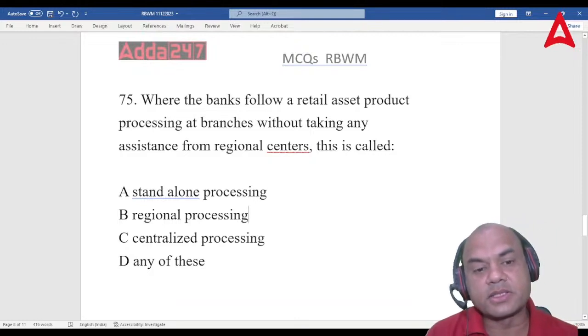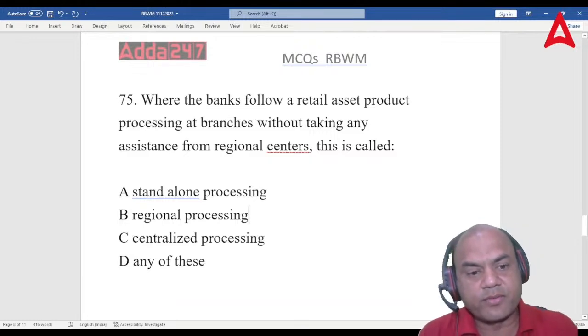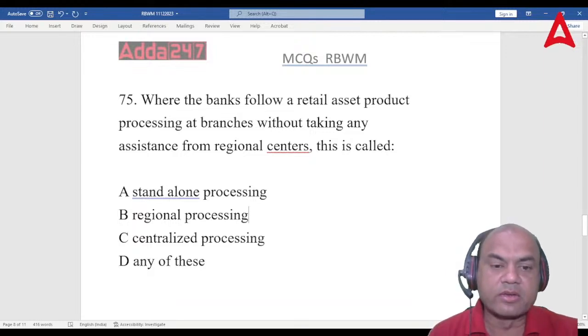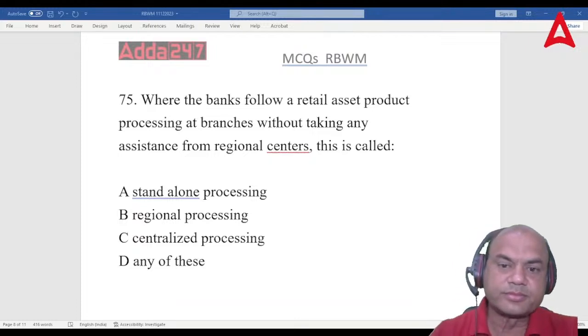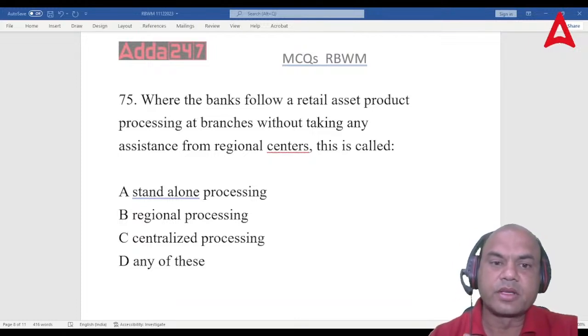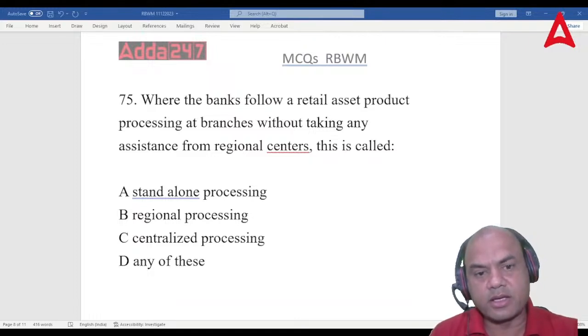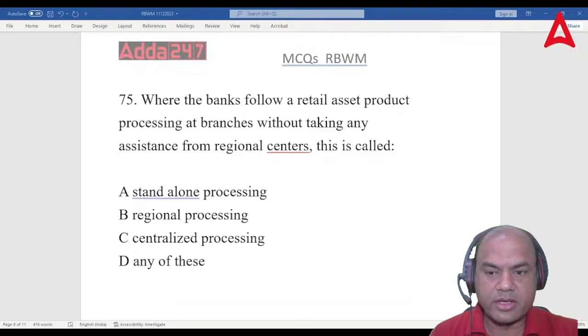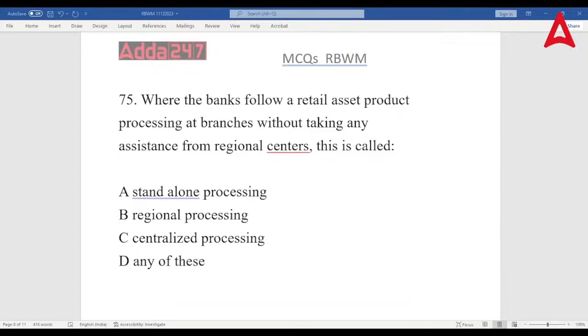Everything is done at the branches. Sourcing is also done at the branch. Processing is done at the branch. Everything at the branch. So it is called as what? Standalone, regional, centralized. Think. I'll give you a hint also. It's either A or B. Think over it now. I want the answer in the comment section. Everyone kindly comment. Give it in the comment section.